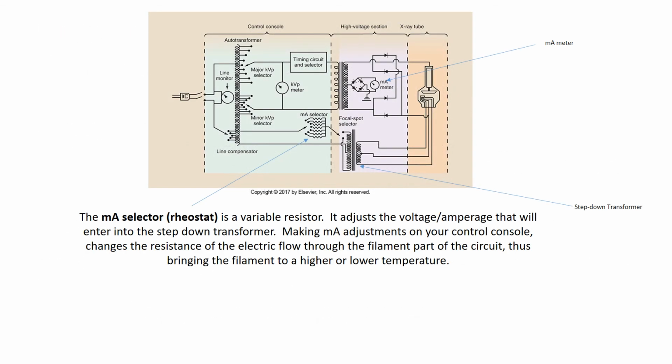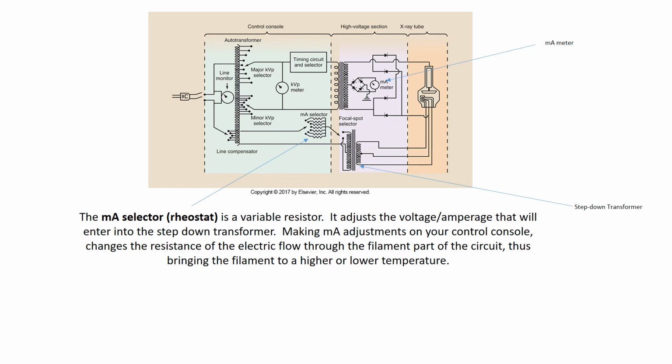So where is this MA selector or rheostat? In our drawing, which is complimentary of Bouchon, it's in your book, when we look at the top part of the circuit, we've got the incoming power source on the left, the autotransformer. We know where the step-up transformer is, and we've learned that there's a kVp meter between the autotransformer and the step-up. If we look to the bottom part of the circuit, I've drawn an arrow to show you, this is the MA selector or rheostat.